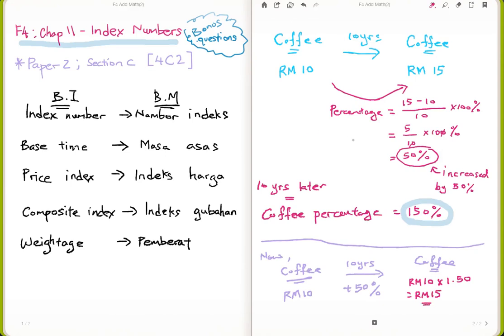The concept is here. Why is it 1.5? You ask, why am I times 1.5? Think about it. Because it increased by 50%. 1 is in unity. So 50% is basically, if divide by 100, is 0.5, isn't it? If increase by 50%, then therefore you need to add the base. This is 1 plus 0.5 is 1.5, and you times the original, you get 15.